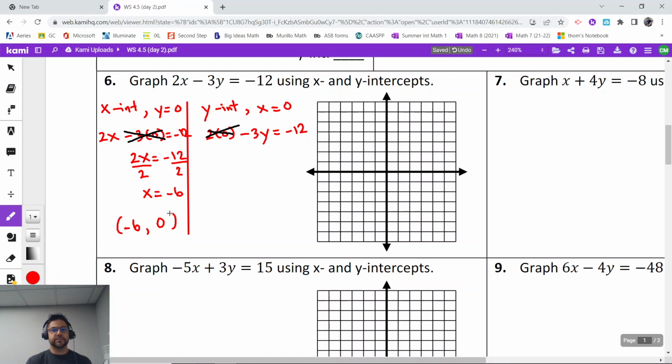Cross this out. -3y is equal to -12. Notice how I put the negative sign there, but it's subtraction. Yeah, we just use the sign. Divide both sides by -3. So y is equal to, and then when you're ready, go ahead and identify the exact ordered pair for the x-intercept.